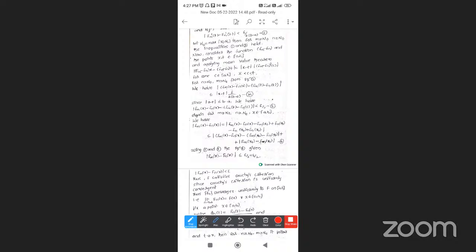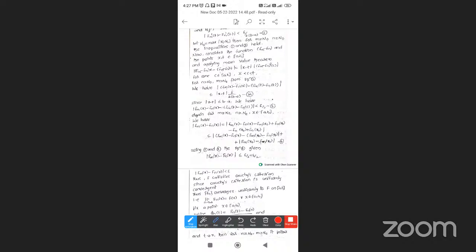Limit as n tends to infinity of fn of x is equal to f of x. For a point x belonging to the closed interval a comma b, define qn of t equal to fn of t minus fn of x by t minus x, and q of t equal to f of t minus f of x by t minus x, for t not equal to x.